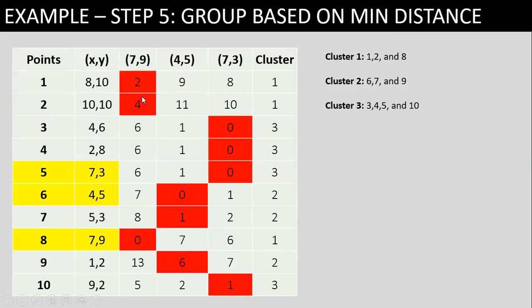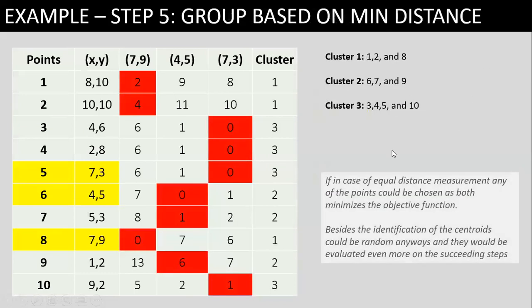And since the minimum value is 4 and it's under centroid 1, we will put it as cluster 1, and then so on and so forth. And then we will have this summary. So cluster 1 will be points 1, 2, and 8. Cluster 2 will be points 6, 7, and 9. Cluster 3 will be points 3, 4, 5, and 10.